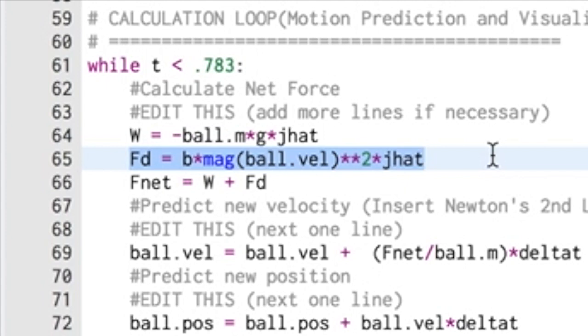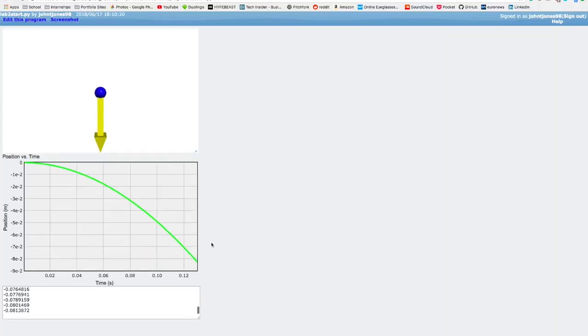This model was chosen so that we can get a more accurate model of the motion of our ball, one that is affected by both gravity and air resistance. Note that our drag force is positive and our weight force was negative. Now we will add the two together and run.